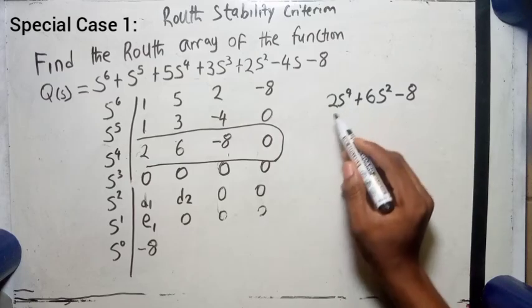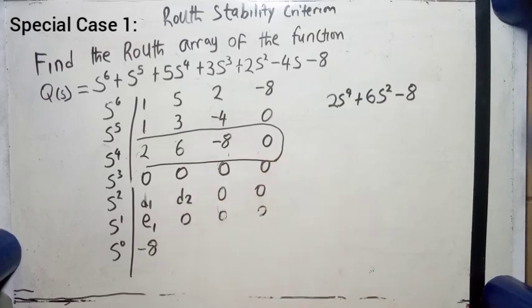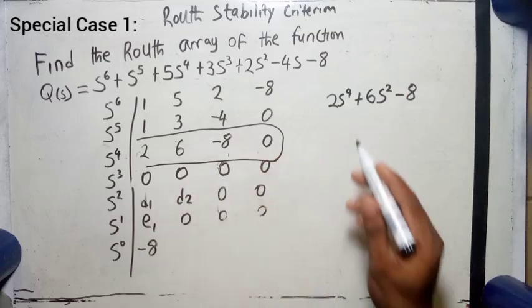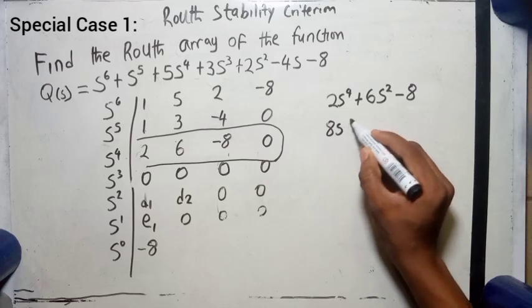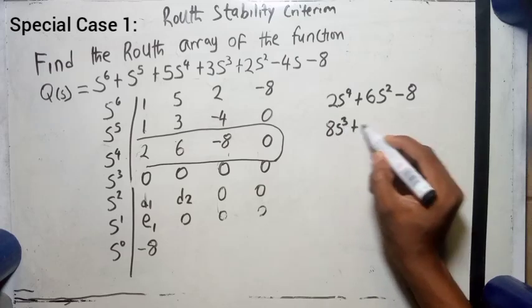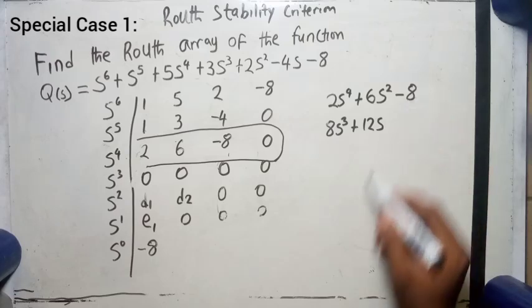We're trying to differentiate it because since we have solved and we're getting 0 here, we're trying to find a way we can avoid this 0. The only way we can do this is by differentiating this expression. When we do that, we have 8s3 plus 12s. Differentiating the constant, you have 0.